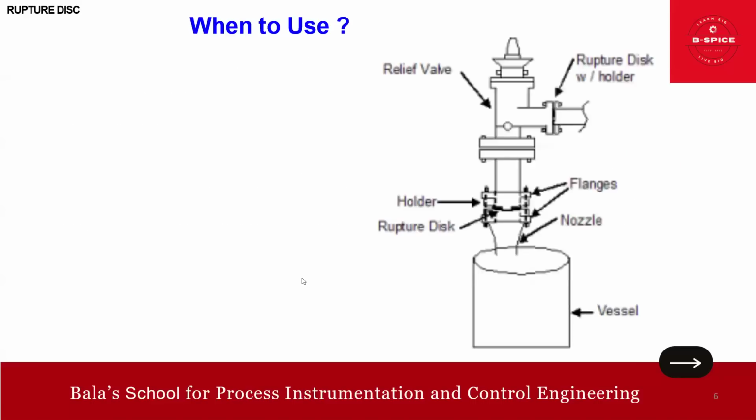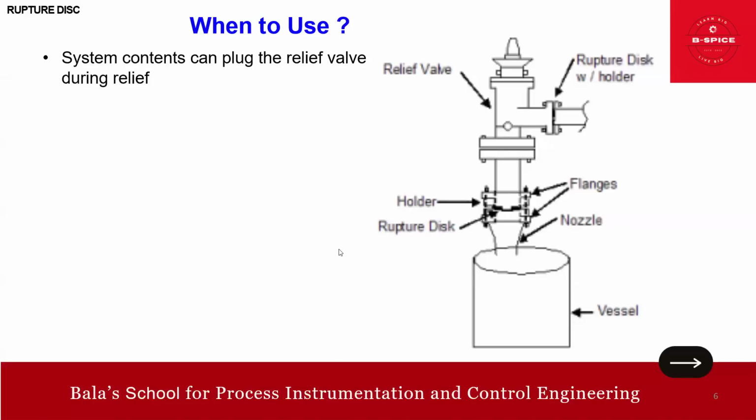Now I'm going to explain with a scenario. Here you have a rupture disk and you have the PRV. The rupture disk is upstream of the PRV, and the PRV is on the downstream side. Alternatively, we can also have the rupture disk downstream. I'll explain both in the subsequent slides.